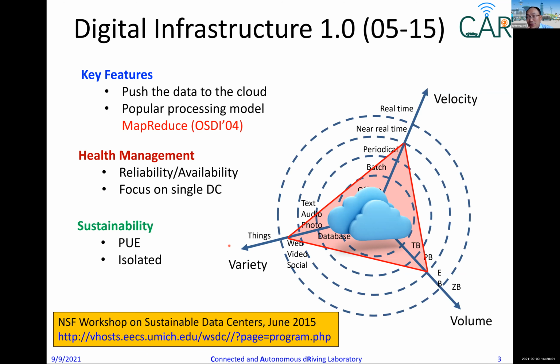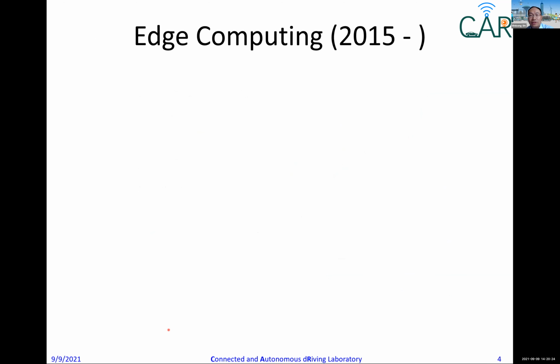And then if you are interested in this, by June 2015, we organized an NSF sponsored workshop at Stanford, called Sustainable Data Centers. Thomas Wenisch, on his website, was a program co-chair at that time, regarding the sustainability issues of the data center.